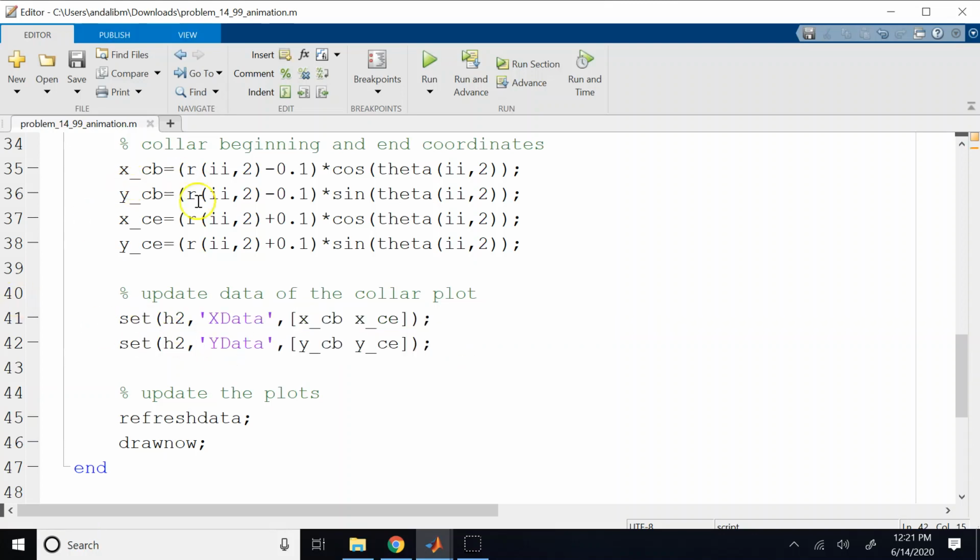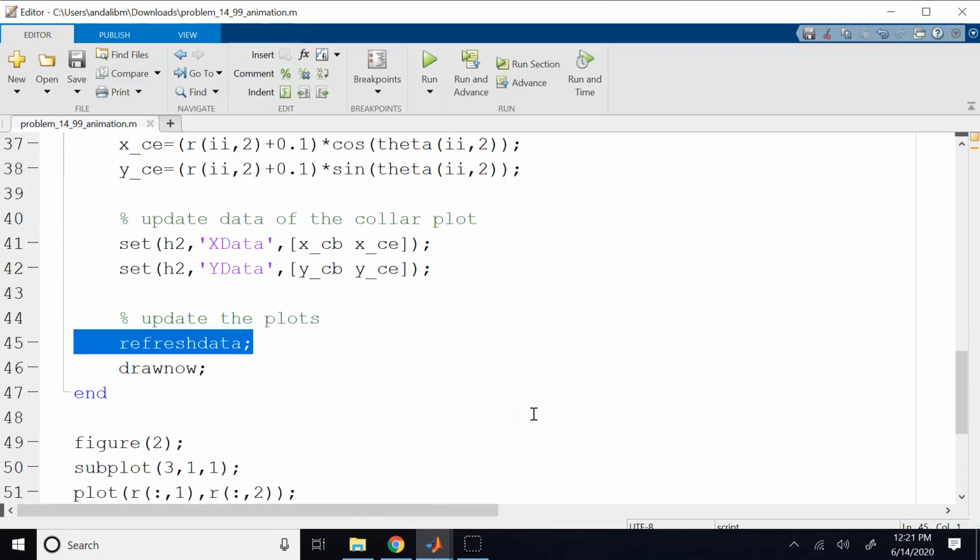And whenever I updated my data, I say what? Draw now. I'll talk about this refresh data in a second. I say draw now. And draw now, what it does is basically updates the data. So what is this refresh data? It basically keeps the new data and gets rid of the old data. There is also the command flush data, which basically you try to update the data. Even if you don't do refresh data, it still works.